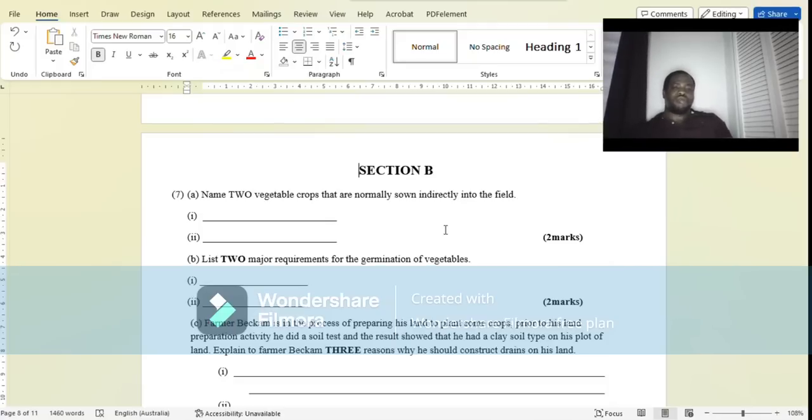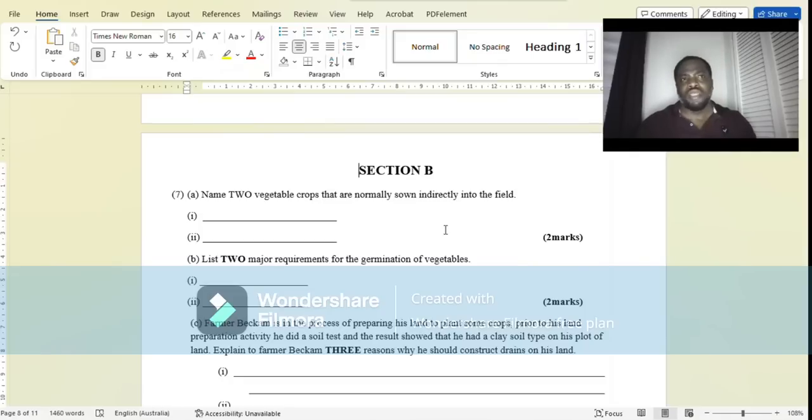The next question speaks to listing two major requirements for the germination of vegetables. And we want to clarify this. When we are talking about germination, it is the seed developing into a seedling. Now, the factors of germination, temperature is very important. And if you want to get technical, the stored food, the enzymes that are there, they need a particular temperature for them to become active. So it's very important that temperature is optimum for the enzymes to carry out their function. So temperature is one.